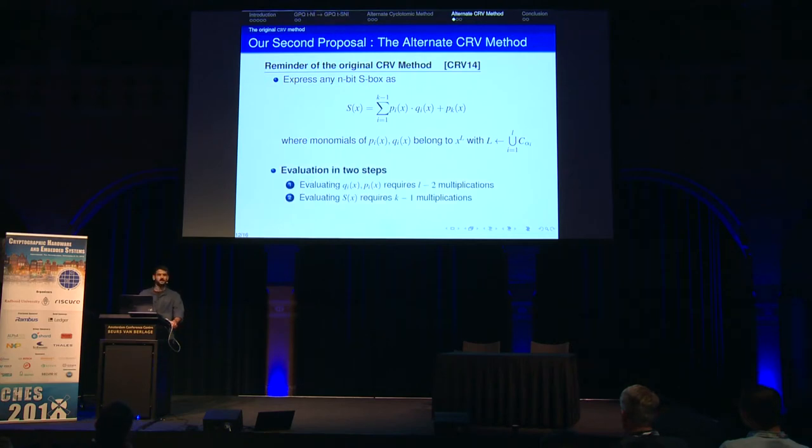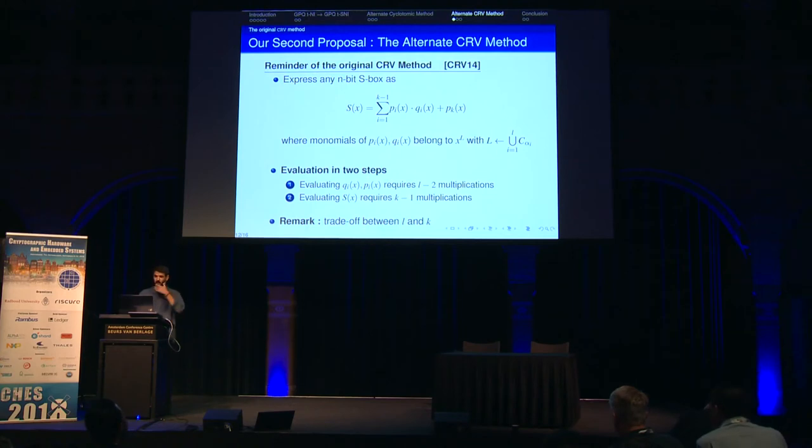Now, the evaluation is done in 2 steps. First, it requires evaluating the Q_i and the P_i, which requires L minus 2 multiplications. And in order to have at most L minus 2 multiplications to process this step, the union set of cyclotomic classes has to be chosen very carefully. Then it completes the evaluation of S of X with K minus 1 additional multiplications. So in this method, there is a trade-off between L, which is the number of cyclotomic classes from which the polynomials P_i and Q_i are generated, and K, which is the number of products between polynomials we need to do.